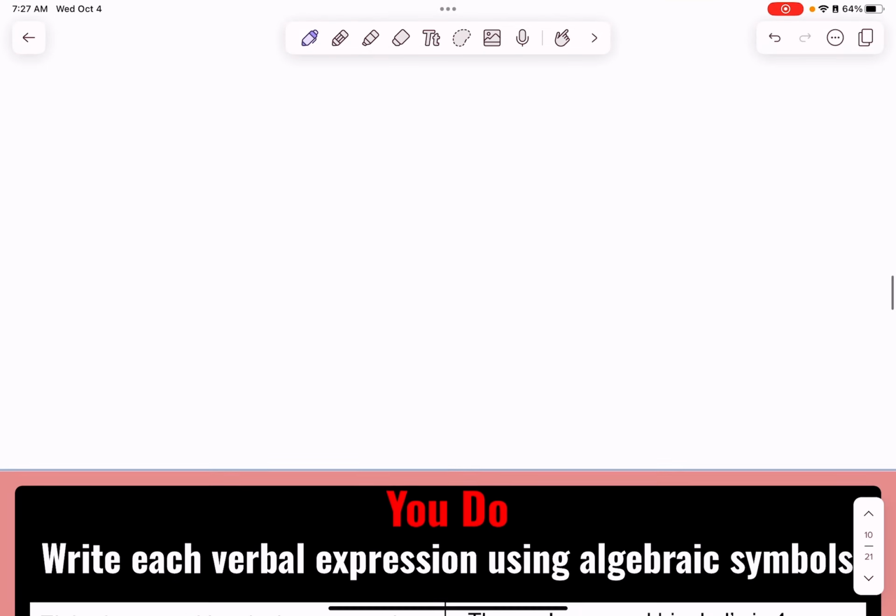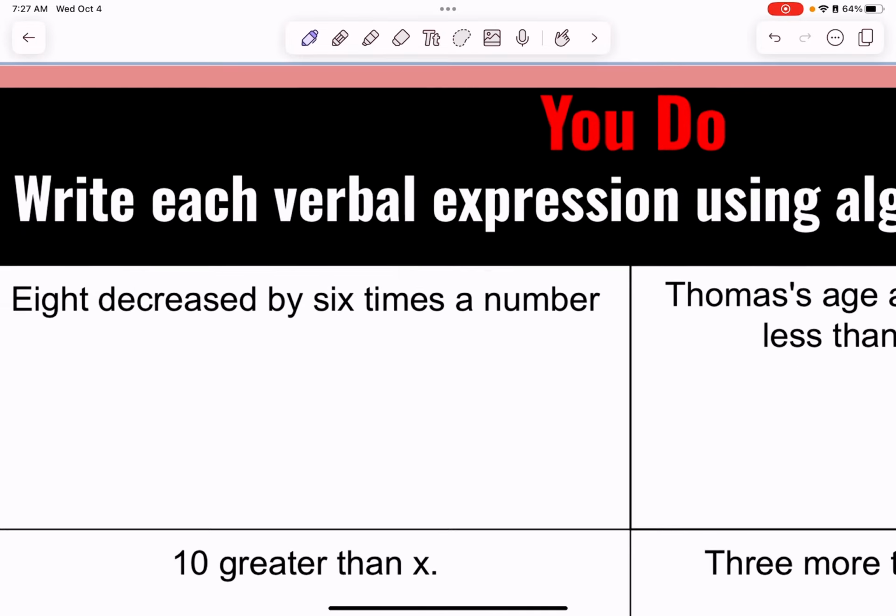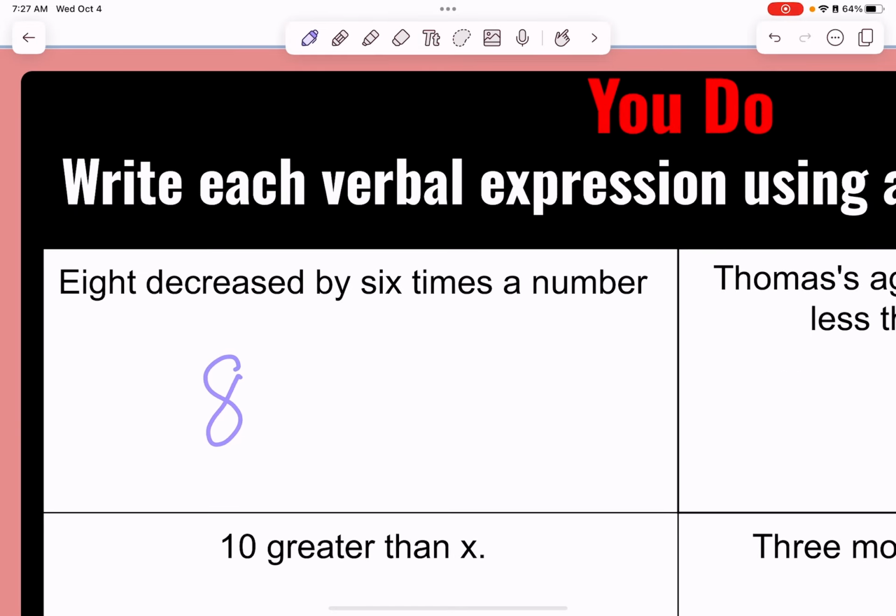Alrighty, this is where I really want you to pause the video and see if you can do these. Try these on your own. Alright, 8. Decrease. Decrease means to subtract by 6 times the number, so 6x.